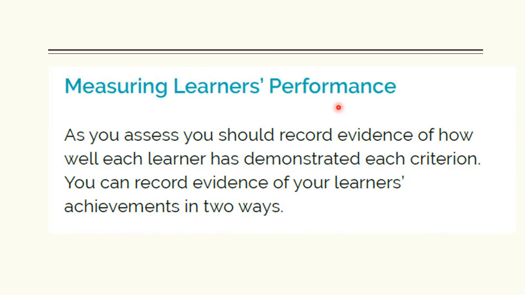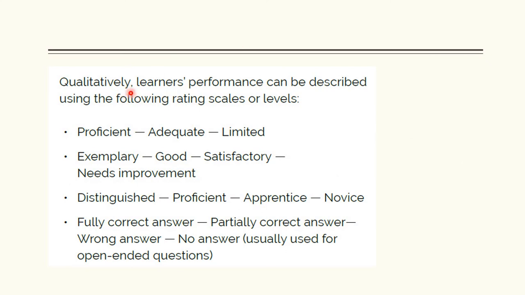Measuring learners' performance. As you assess, you should record evidence of how well each learner has demonstrated each criterion, and you can record evidence of your learners' achievements in two ways. We have qualitative, where learners' performance can be described using rating scales or levels. It can be proficient, adequate, and limited. Or you can have exemplary, good, satisfactory, needs improvement. Or distinguished, proficient, apprentice, novice. Or fully correct answer, partially correct answer, wrong answer, no answer. This is usually used for open-ended questions, or possibly in math.